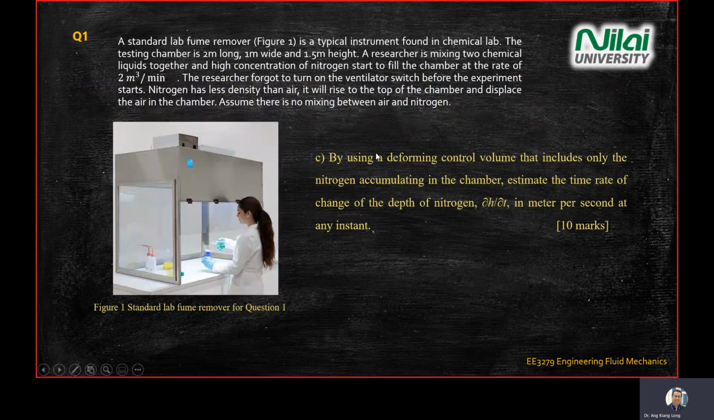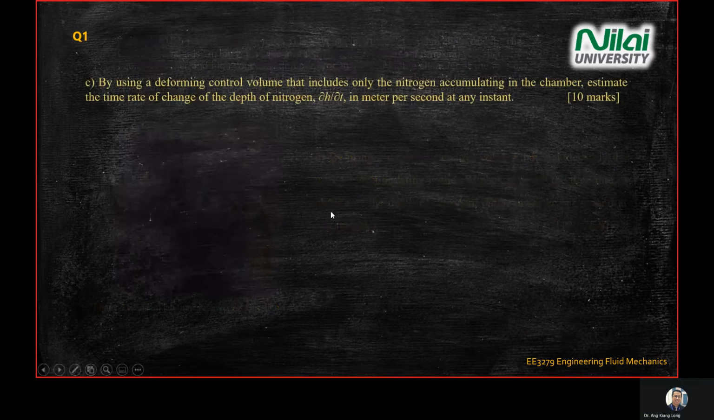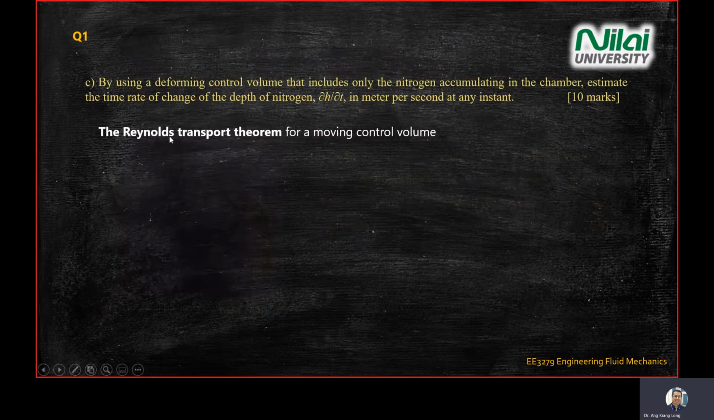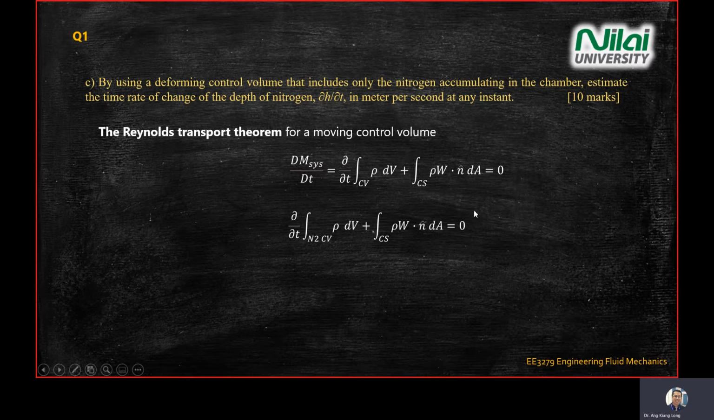Section C is testing you on a deforming control volume. And this one includes only the nitrogen accumulating in the chamber. Estimate the time rate of change of depth of nitrogen, del H, in meter per second at any distance. So in this case, you need to use the Reynolds transport theorem for a moving control volume, given by this equation. All right, and then you rearrange according to the statement.